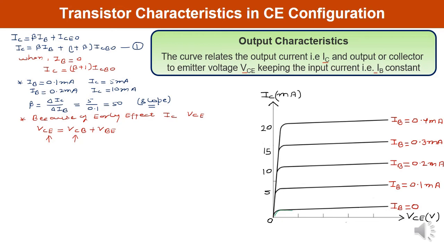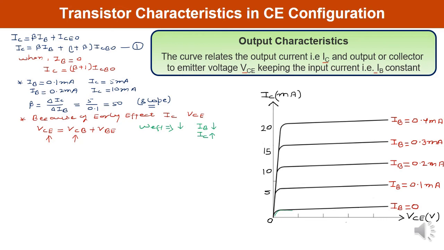Reverse bias is increasing, then finally W effective, which is the effective region where recombination takes place, will decrease. W effective decreases means IB, the recombination current, also decreases, and when IB decreases, it means IC increases. This is how you can recall this particular value.